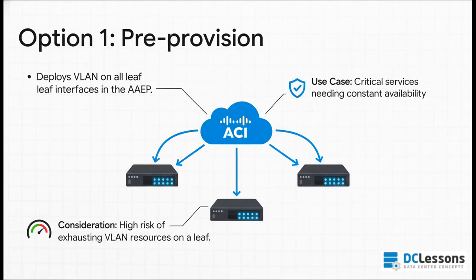First up is pre-provision. The best way to think about this is as the always-on option. The second you configure this, ACI blasts that VLAN out to every single port that's part of the associated AEP. It's perfect for those supercritical services, like, say, your vCenter, that have to be reachable no matter what. But there's a pretty obvious trade-off, right? You're using up VLAN resources everywhere, which means you could run out.